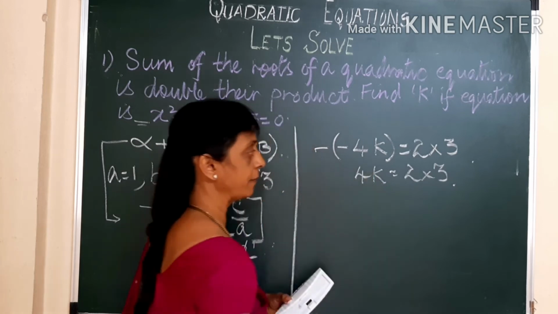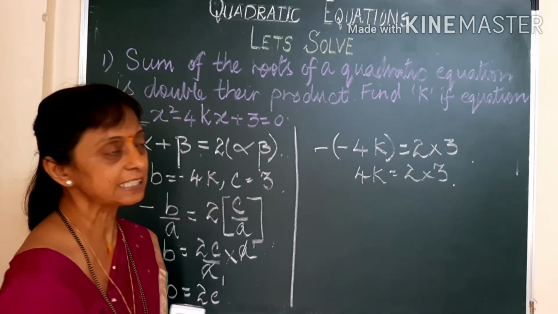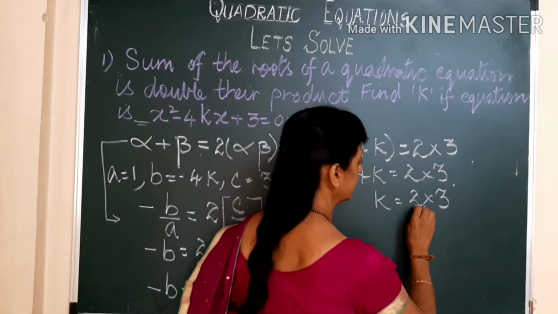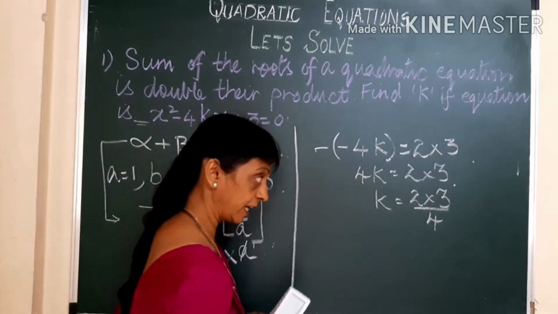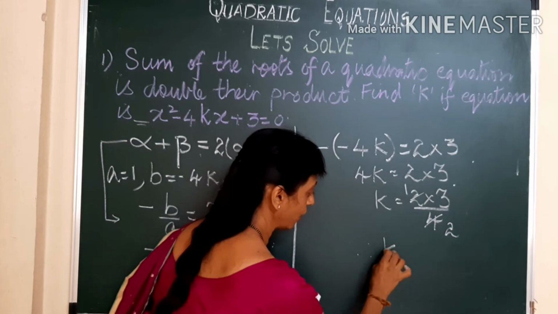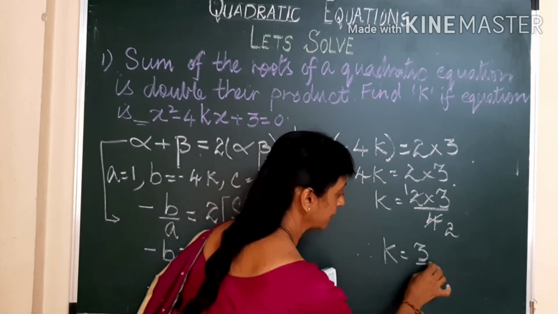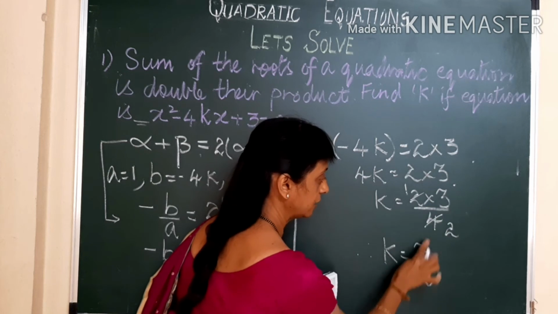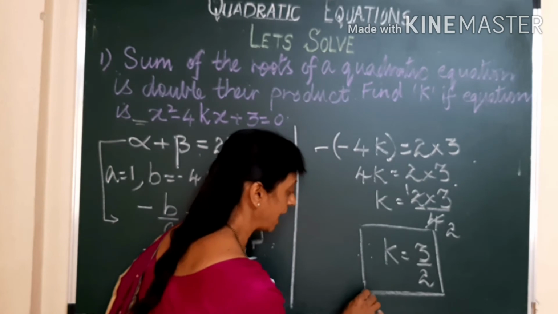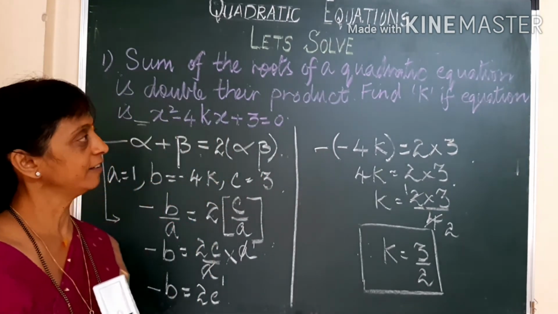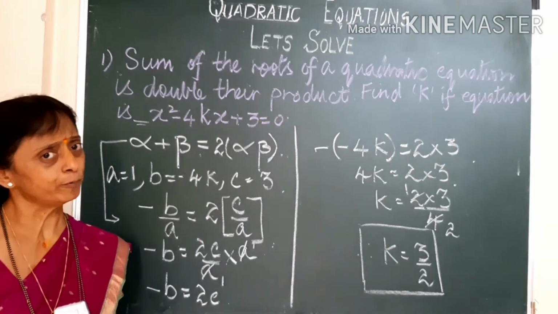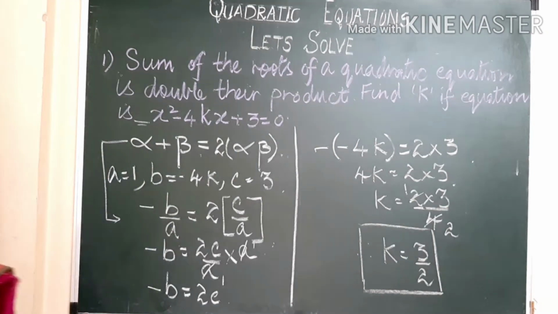So 4 is performing multiplication. When it goes on the other side, it becomes division. So k will be equal to 2 into 3 divided by 4. We can reduce: 2 ones are 2, 2 twos are 4. Finally, we have got the value of k. 1 into 3 is 3 upon 2 gives you the answer. That is the value of k. Right, children? So this is the way we solve the problem. Let's proceed to solve some more problems.